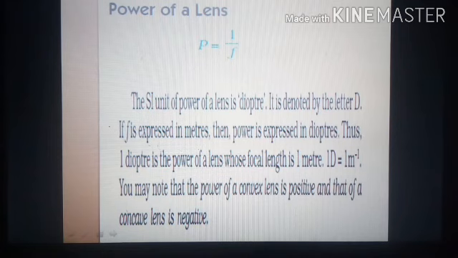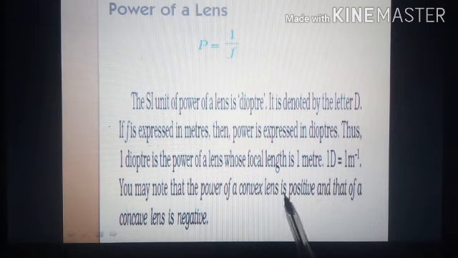Among our students, many are using spectacles. We use different types of spectacles depending on the problem, either myopia or hypermetropia. We use concave and convex lenses to correct long sight and short sight. If we use a convex lens, the power is positive: 0.2, 0.5, 1, 1.5, 2 diopters, 0.5 diopter.